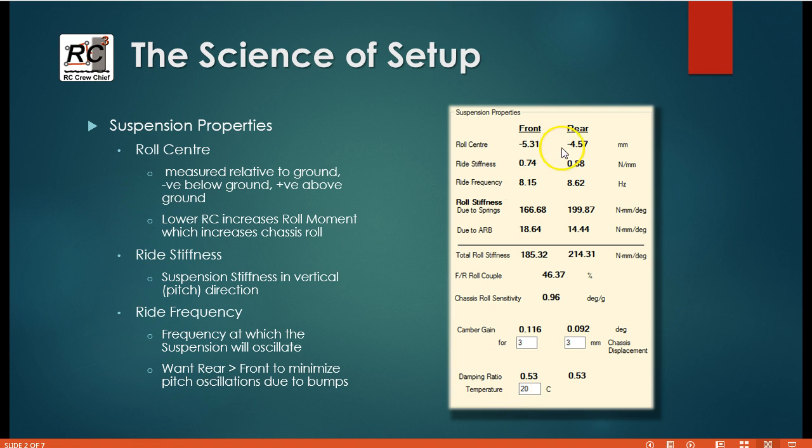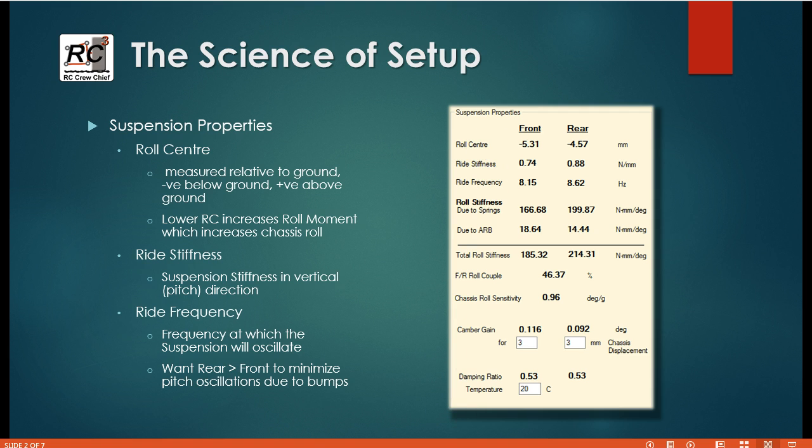So the first thing on the list is the roll center. The roll center in RC Crew Chief is measured relative to the ground. So a negative value means that the roll center is below the ground plane. A positive value means it's above the ground plane. Lowering the roll center increases the amount of roll moment, as you saw in the first episode. So that increases the amount of chassis roll that you're going to see, that you're going to have to use your shocks and springs to control.